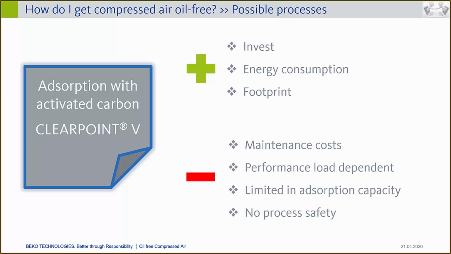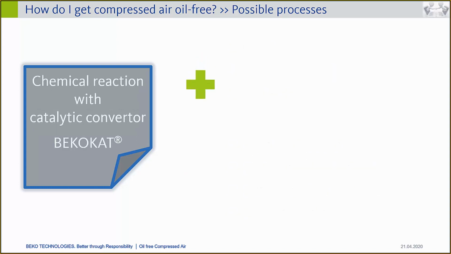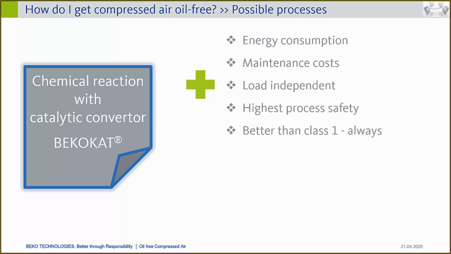Right. Last but not least, we have the chemical reaction with a catalytic converter, in our case the BEKO-CAT, and that has several positive arguments. It's the energy consumption. Some people may wonder why that is a positive point, because it is power supplied. Yes, of course, it is power supplied, but the BEKO-CAT has a highly efficient insulation that captures the heat once it is generated within the system. The full power of the installed electricity is only required for the preheating phase. During regular operation, about 30 to 50% of the kilowatts are consumed by the BEKO-CAT.